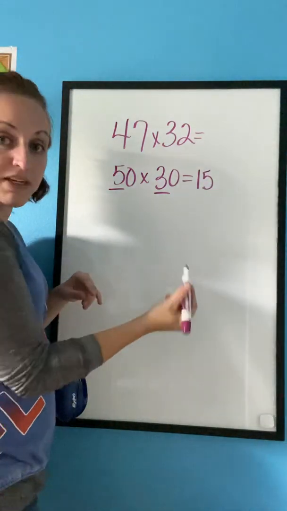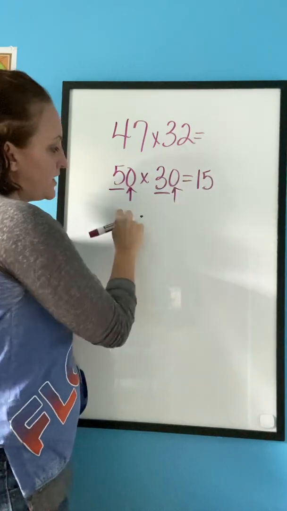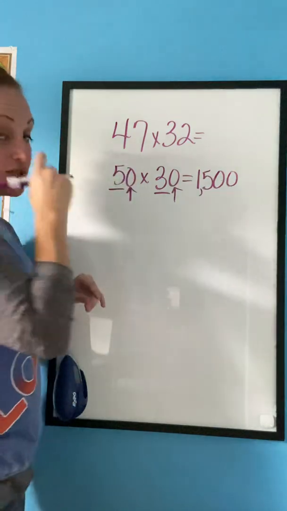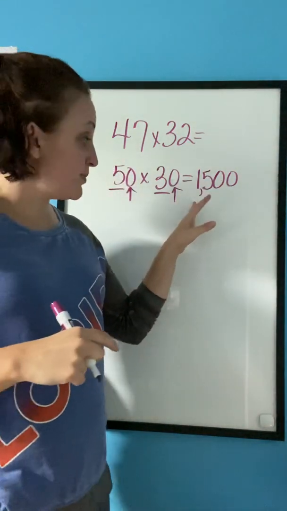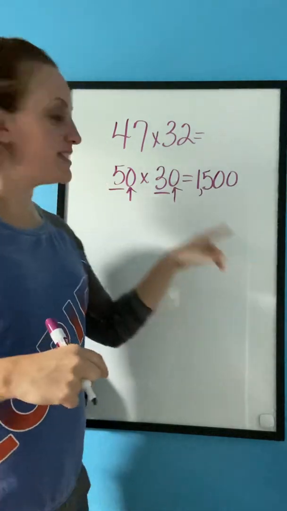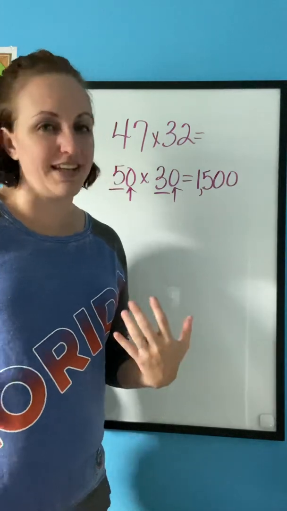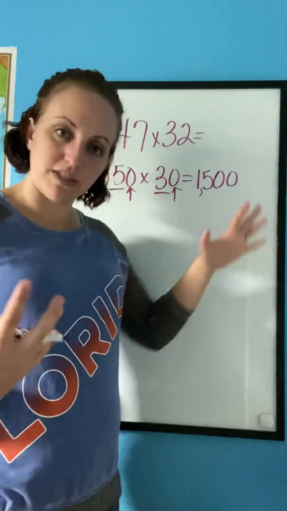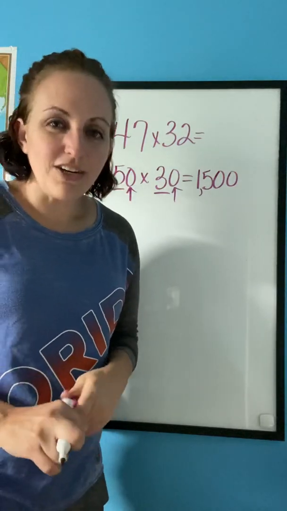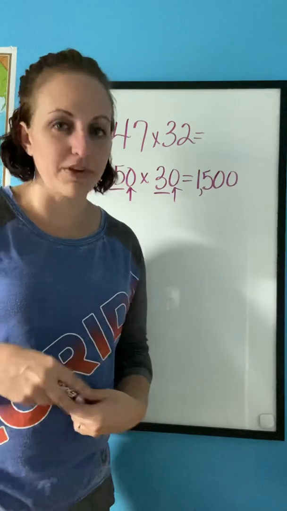Now I have to remember my zeros that I ignored at first. I have a 0 there, and I have a 0 there. So there's 2 zeros, which means I add 2 zeros to the end. So my estimate is 1,500, okay? That would be my estimate for 47 times 32. And then I could go ahead and solve it, and then I can see, is my answer close to my estimate? Is my answer reasonable? All right, so that's how we can use estimation and multiplication, some multiplication vocabulary, and what multiplication is.